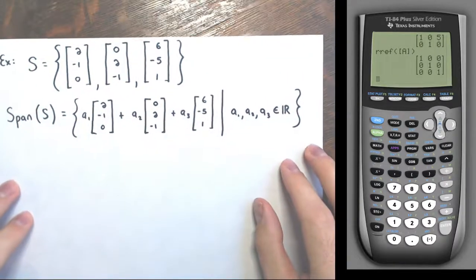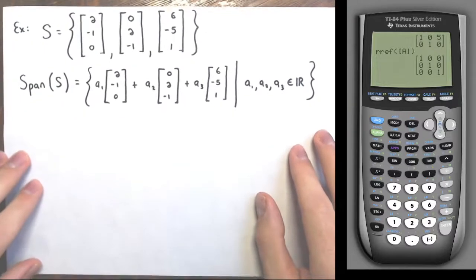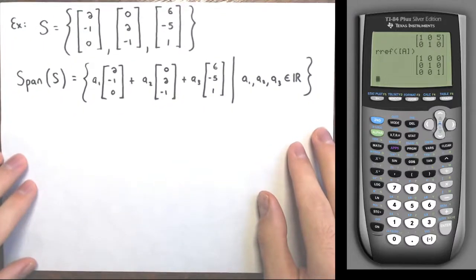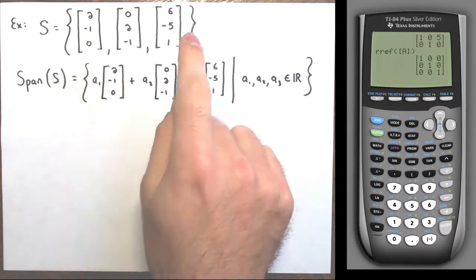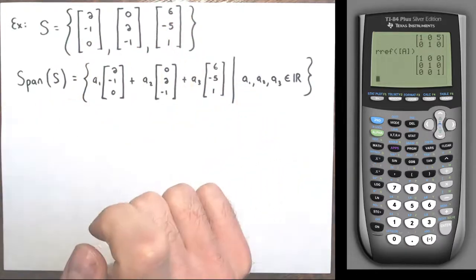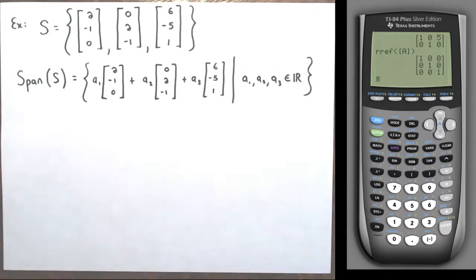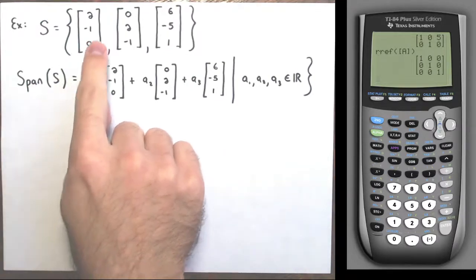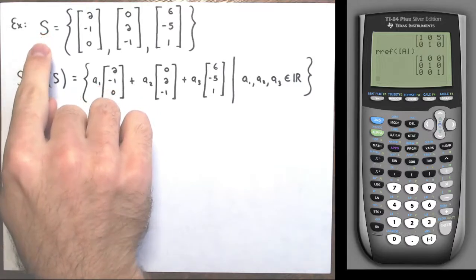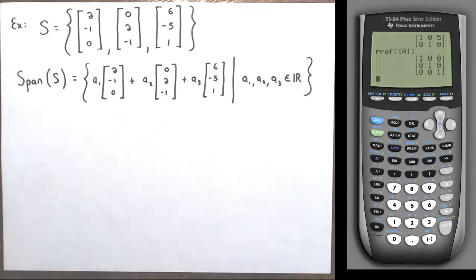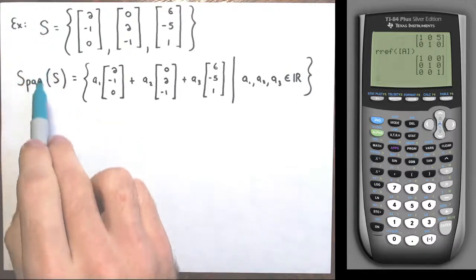So I just got two more. Bear with me here. I know this is a while. So here, S equals this set of three vectors: 2, negative 1, 0, 0, 2, negative 1, 6, negative 5, 1. The span of S is made up of all linear combinations of those three. And the question I'll start with is, again, is S a basis for the span of S?